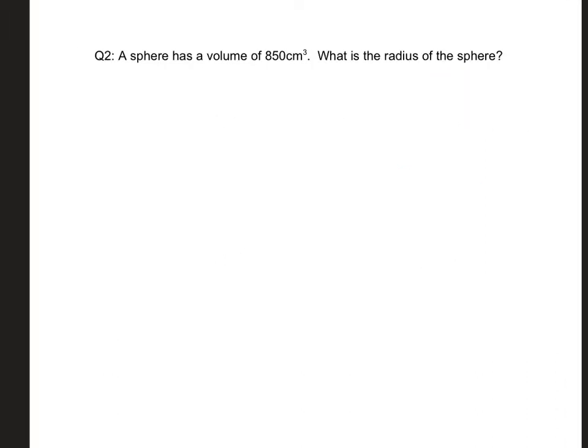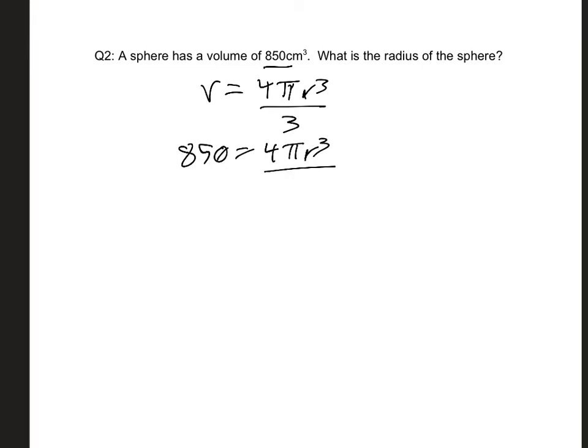In the second problem, we're given the volume. We have to work backwards and figure out what the radius is. So we have a sphere with a volume of 850 centimeters cubed. What's the radius of the sphere? So we're still going to use this formula. Volume equals 4 pi r cubed over 3. We know the volume. The volume is 850 centimeters cubed. So we get 850 equals 4 pi r cubed over 3.